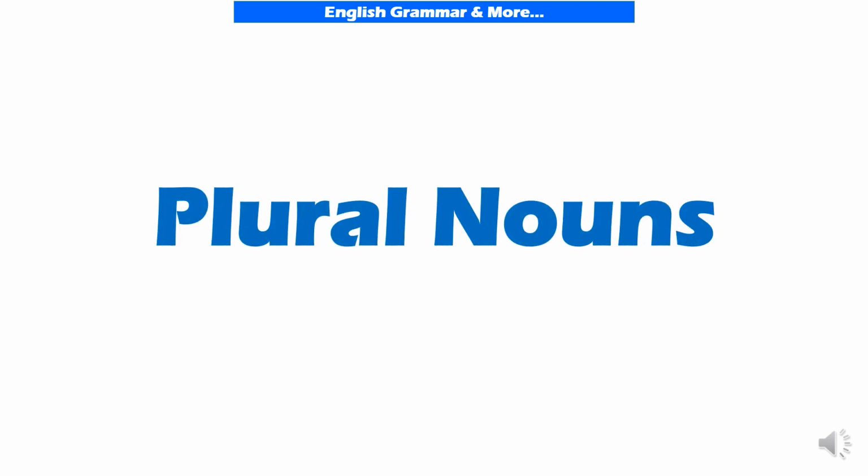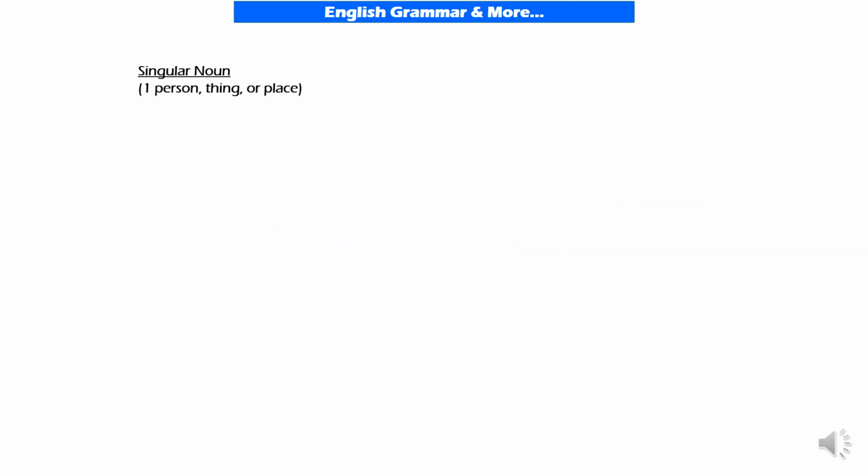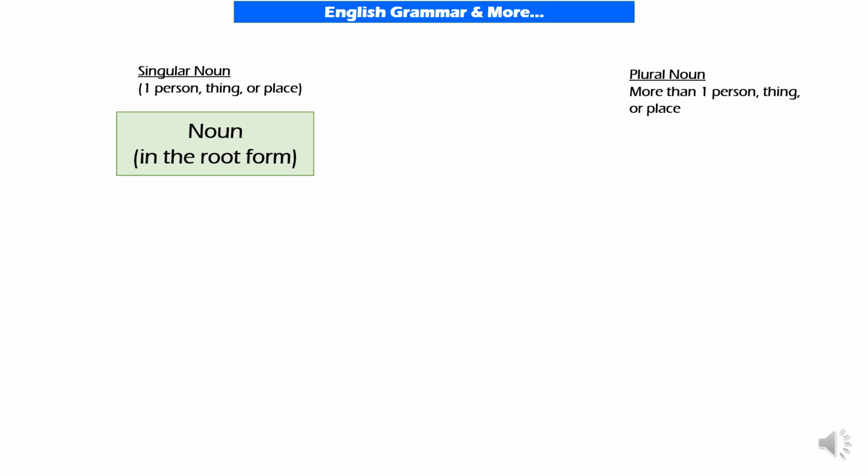Plural nouns. If a noun refers to one person, thing, or place, it's considered a singular noun. We use a singular noun in its root form. If a noun refers to more than one person, thing, or place, it's considered a plural noun. We form a plural noun by adding suffix S to the root of the noun.